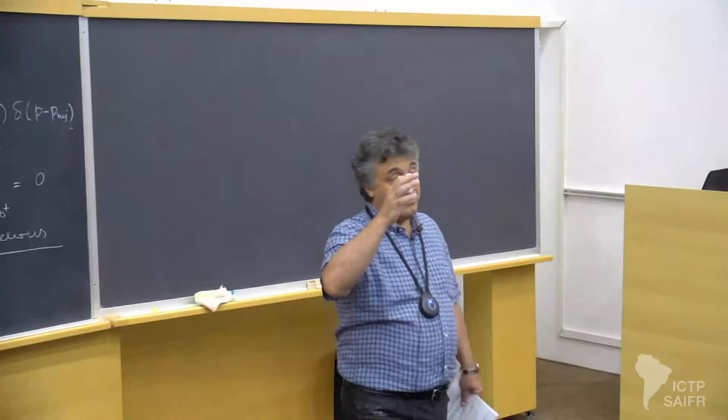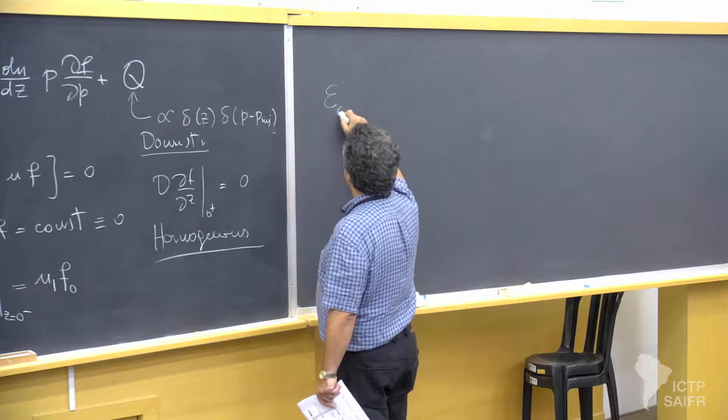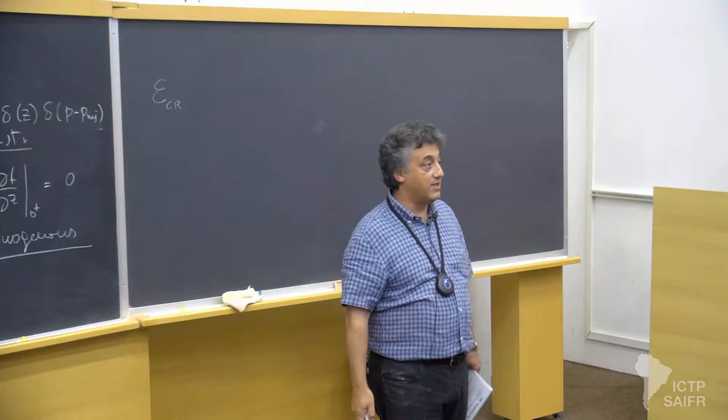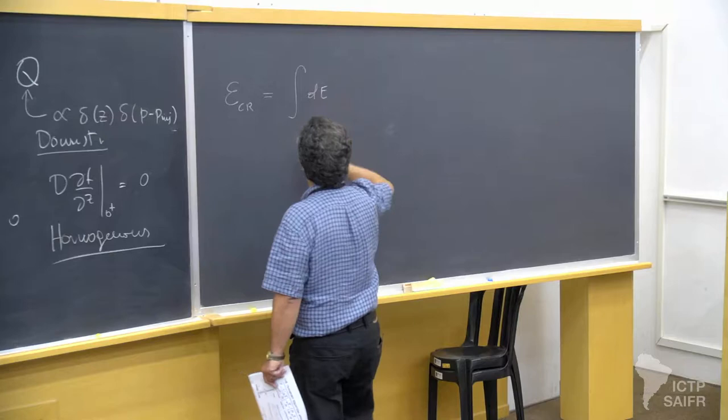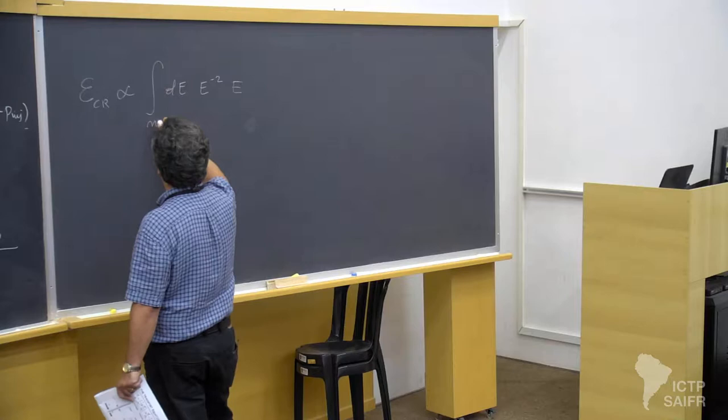So for now, I'm going to ignore the difference between E^-2 and something else, because we are dealing with relativistic particles. Well, what is the energy in the form of cosmic rays that is contained in this box that I invented? Well, it's proportional to the integral in E of E^-2 times the energy. And I'm going to integrate this, say, from the mass of the particles up to whatever.